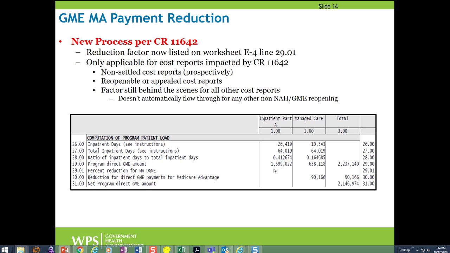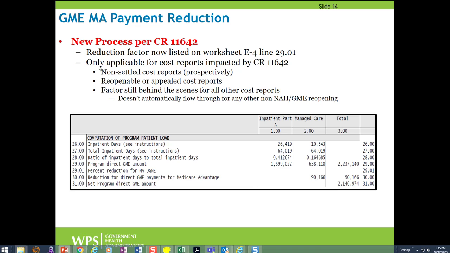The new process involved a change in the cost reporting form set as well as the instructions. Now the reduction factor for those cost reports that are impacted by this change request can be found on E-4 line 29.01. That line did not exist before. But notice in this example, there still is no factor. And the reason for that is that this cost report would not have been impacted by CR 11642. So there is no flow through impact. It's not going to automatically recalculate it with the new factor anytime we touch this cost report. So that's something to keep in mind there. And we'll talk about the instruction that tells the cost report when to apply it and when not to. But no matter what, if you print E-4 off, you'll see line 29.01.